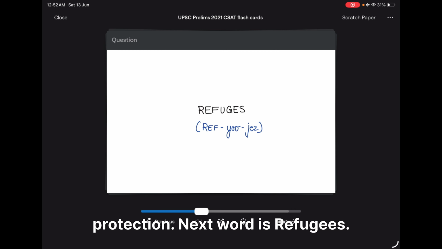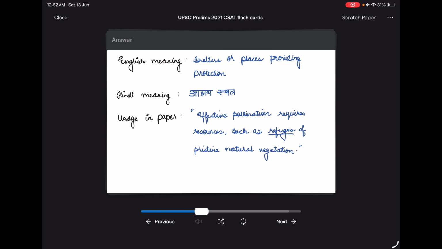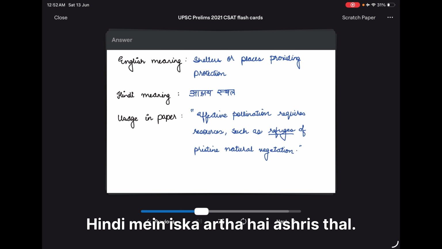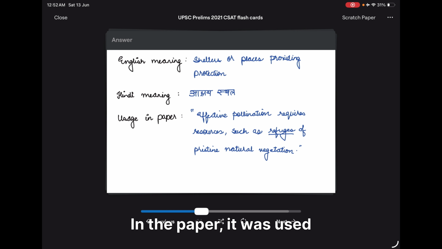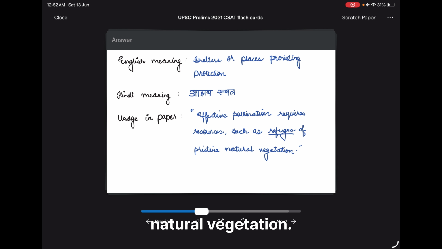Next word is refuges. Refuges are shelters or places providing protection. हिंदी में इसका अर्थ है आश्रय स्थल. In the paper, it was used in the following sentence: effective pollination requires resources such as refuges of pristine natural vegetation.